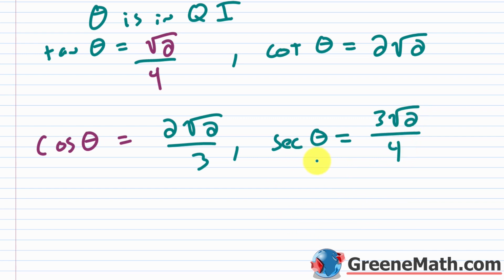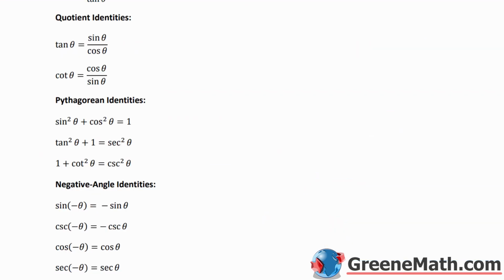Now, we want to figure out the sine of theta, and we want to figure out the cosecant of theta. Now, you could go back here and use this one right here. A lot of people use sine squared theta plus cosine squared theta equals 1. It's very easy to memorize because you use it so often. But just to get a little practice working with something else, let's use this one right here. So we have the quotient identities, tangent of theta equals sine of theta over cosine of theta.